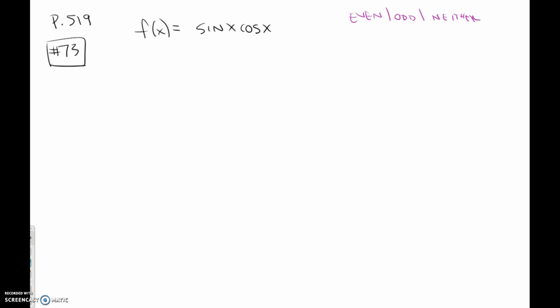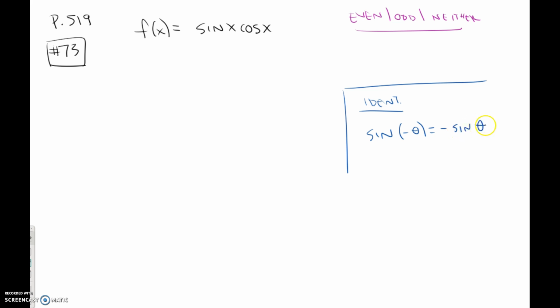First of all, we need to review what these functions are, and more importantly, I needed to go over the even-odd identities with you. We didn't go over the identities that were on our sheet because we ran out of time, but the sine of negative theta is equal to negative sine theta. That basically tells you that this is an odd function.